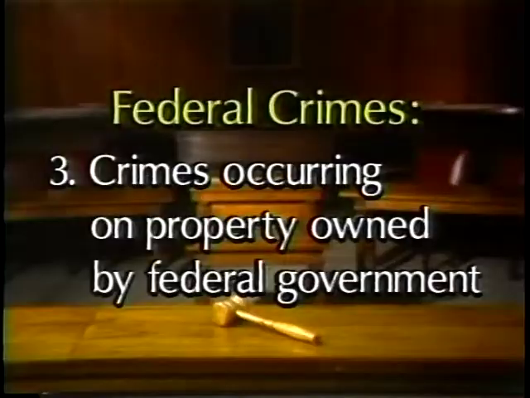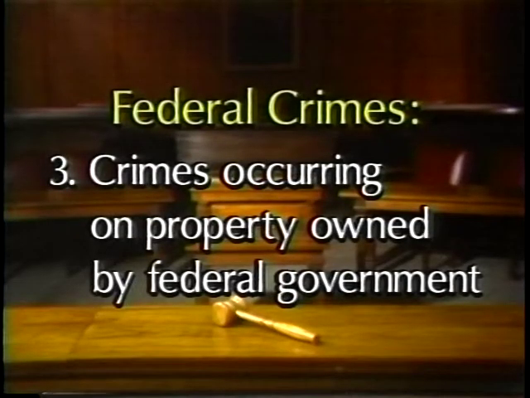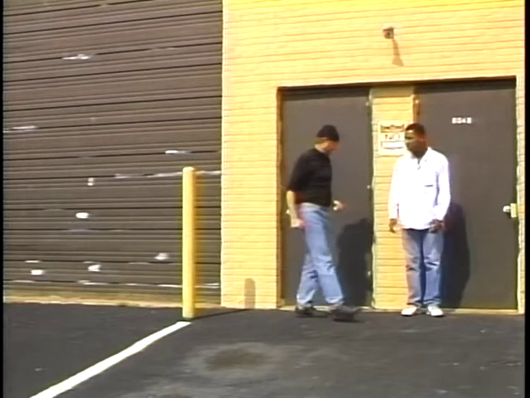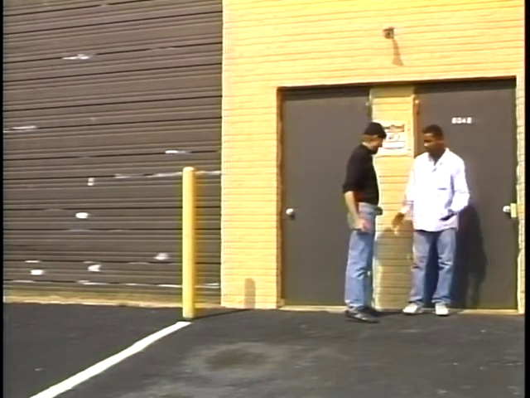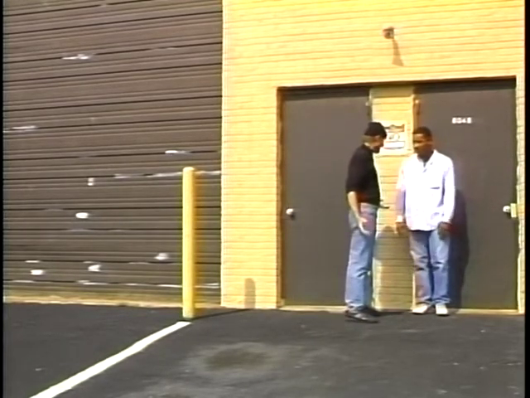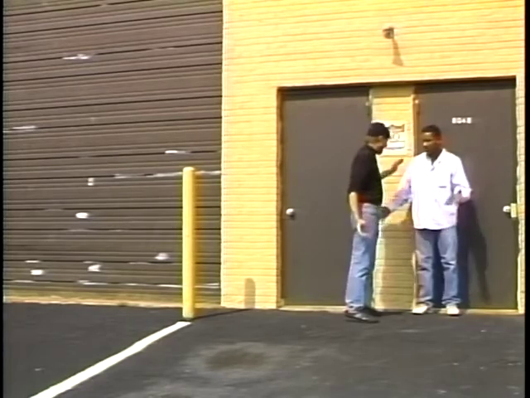A third group of crimes that qualify as federal offenses are those which occur on property owned by the federal government. This time, let's use the offense of assault as an example. Assault cases involving civilians are ordinarily prosecuted in state courts.